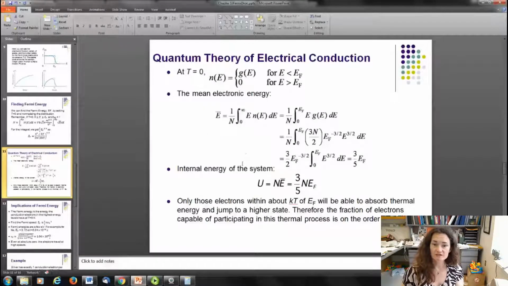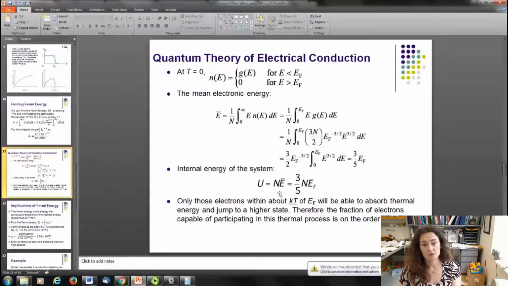And then if you wanted to find it for the whole system, you would just multiply that times the number of particles in the system, N. So if you want the internal energy of a system of conduction electrons, it's 3/5 N times the Fermi energy, okay? So only those electrons that have an energy within kT of the Fermi energy will be able to absorb the thermal energy and jump to a higher state. Okay, so the fraction of electrons capable of participating in this process is on the order of kT over the Fermi energy.